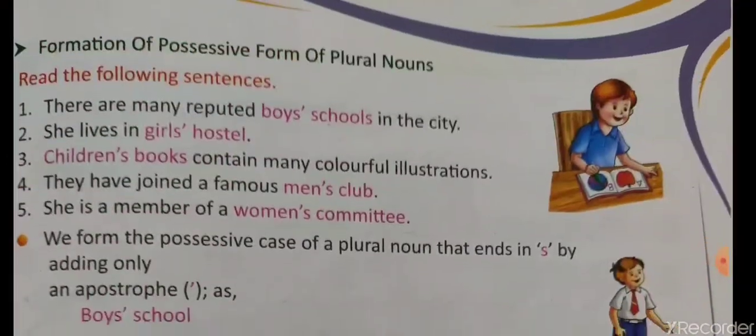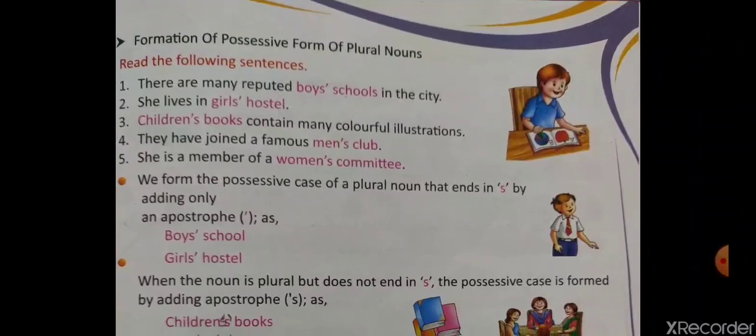Coming on to the next part, which is formation of possessive form of plural nouns. I've already told you, whenever we are writing in plural form, we just have to use apostrophe after the word. So here, there are many reputed boys' schools in the city. The boys is already plural, so we have used apostrophe after boys. She lives in girls' hostel. Girls and apostrophe. Children's books contain many colorful illustrations. So now here we have to look after, because children is already plural. We cannot write children's.